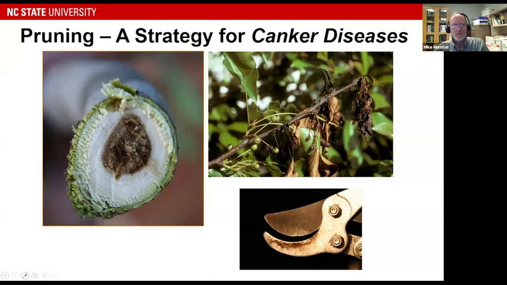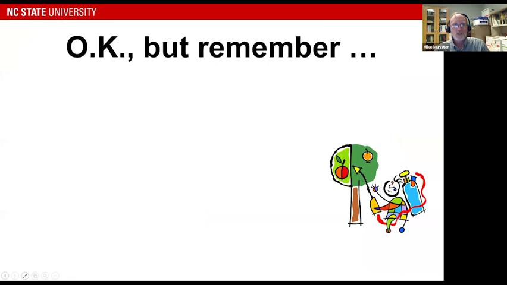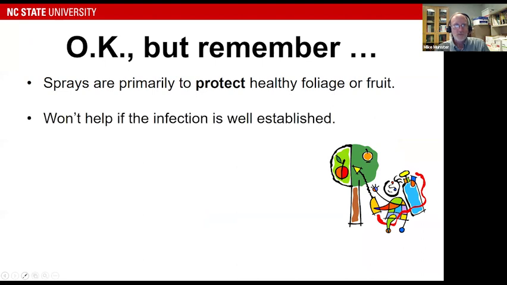Now, I know we're talking about prevention here today, but just in case someone has the feeling, hey, I still want to spray something. Well, okay, but remember these points. First of all, sprays are primarily to protect healthy foliage or fruit. They're not going to be eliminating established infections. So it won't help if the infection is well established. Also, again, it won't help against root diseases, or very seldom. So don't even think about it if you've got the problem as diagnosed as being a root disease.